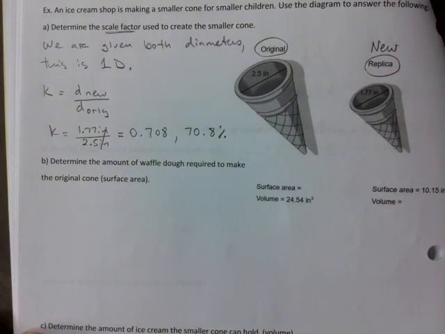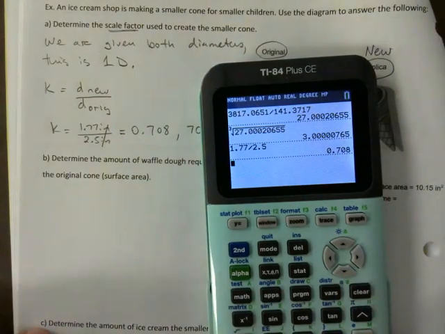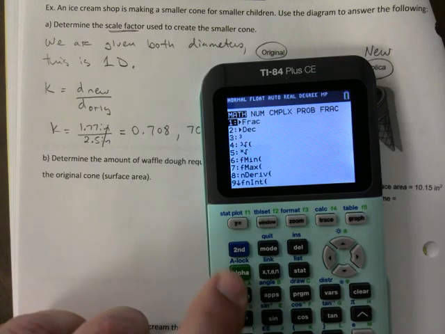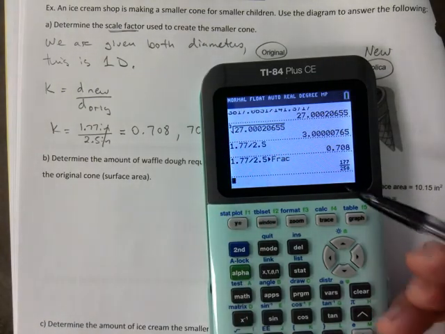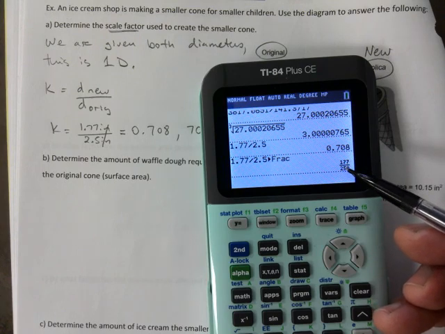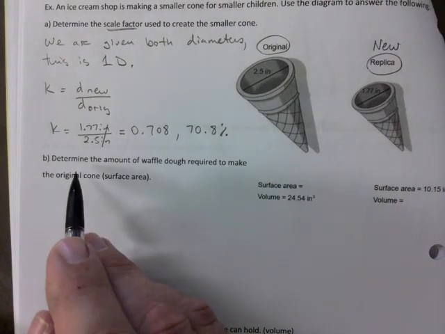I showed you the trick how to simplify a fraction, right? Just in case, because you never know. If you have that, you go math, enter, enter, and it turns that into a simplified fraction, which is 177 over 250. If you really like to do that, you go for it, okay?